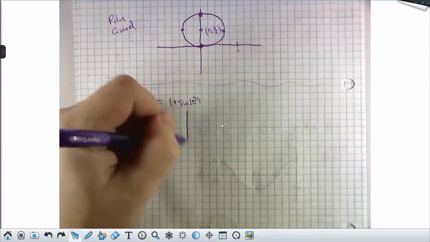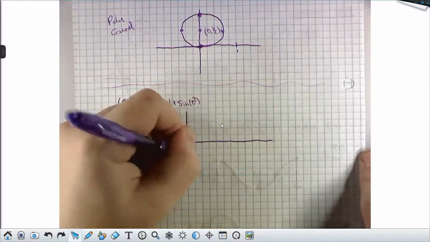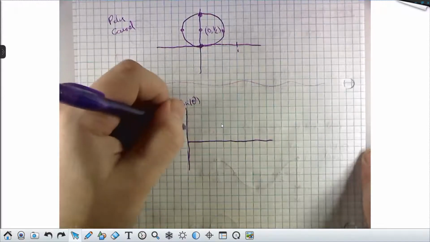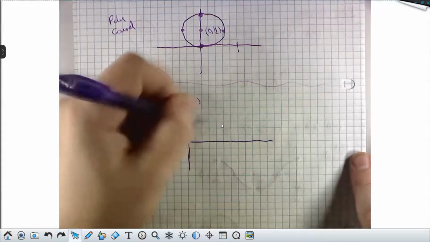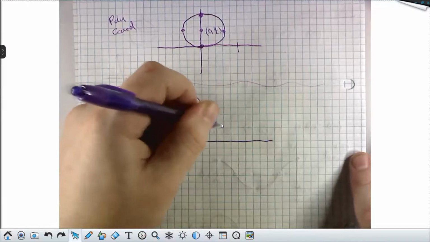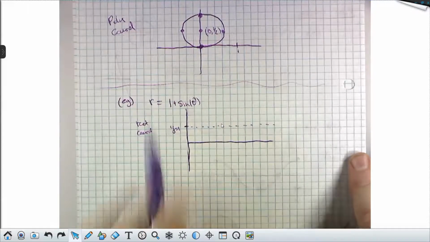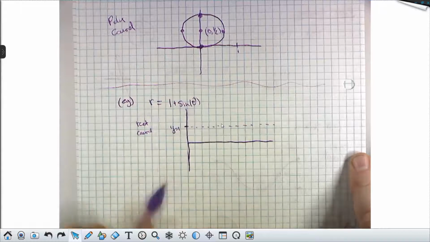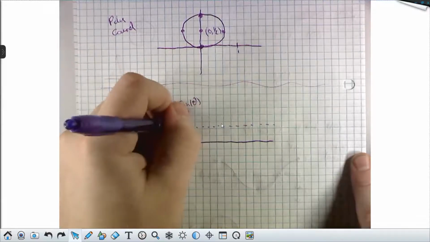So in rectangular coordinates, 1 plus sine theta is like regular sine theta, but bumped up 1. So here's y equals 1. I'm going to add this. This is like an equilibrium for this sine wave. Remember how this works, right? You take the regular sine wave of amplitude 1, you bump it up 1. So its max is out here at 2. Its min is down here at 0.